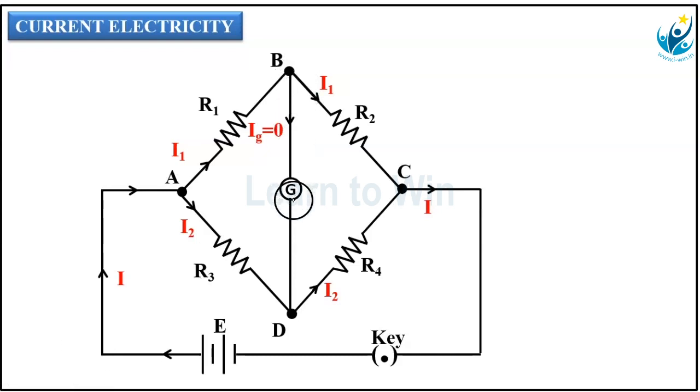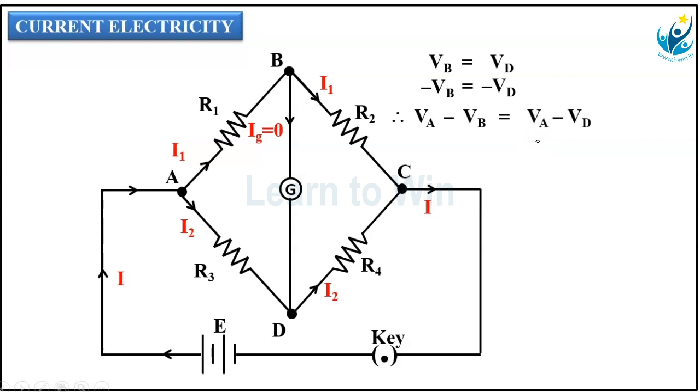If no current flows through this BD branch, what does it mean? VB equal to VD. The potential at point B, VB, is equal to VD under balancing condition, meaning the galvanometer current is 0. Which implies minus VB equal to minus VD. Now add VA on both sides of this equation: VA minus VB is equal to VA minus VD.